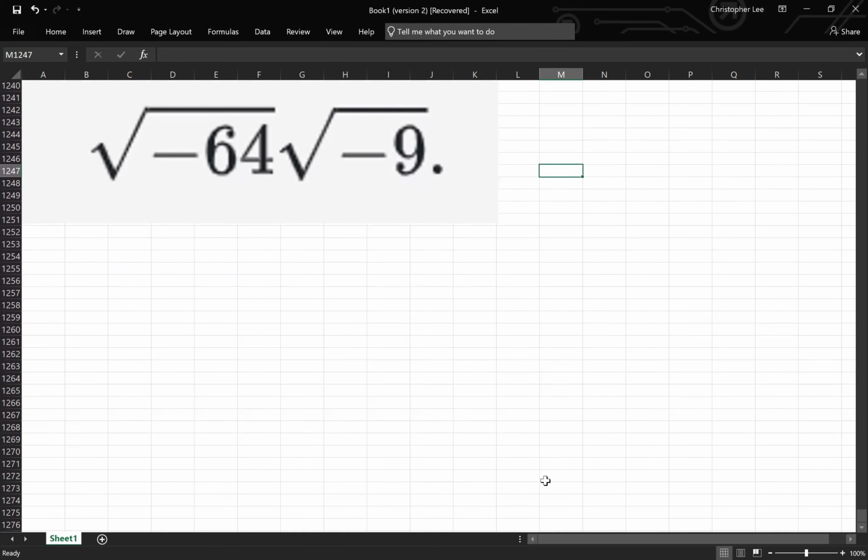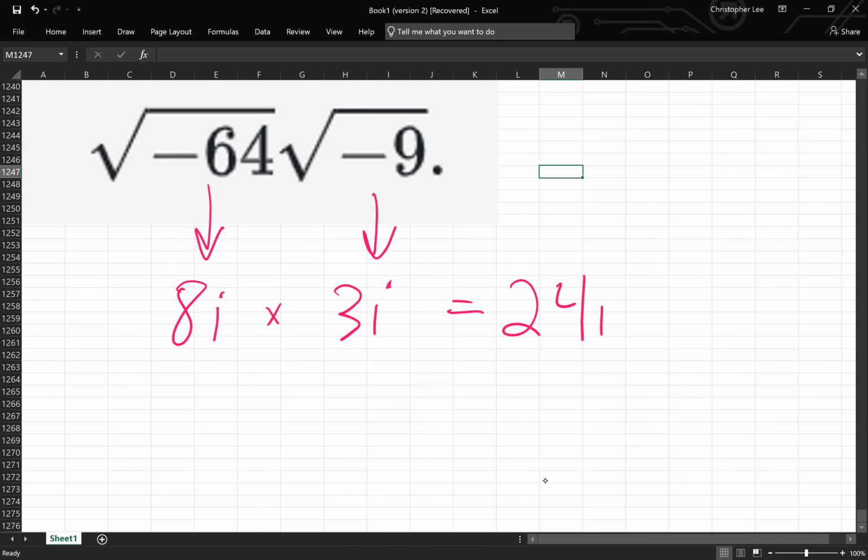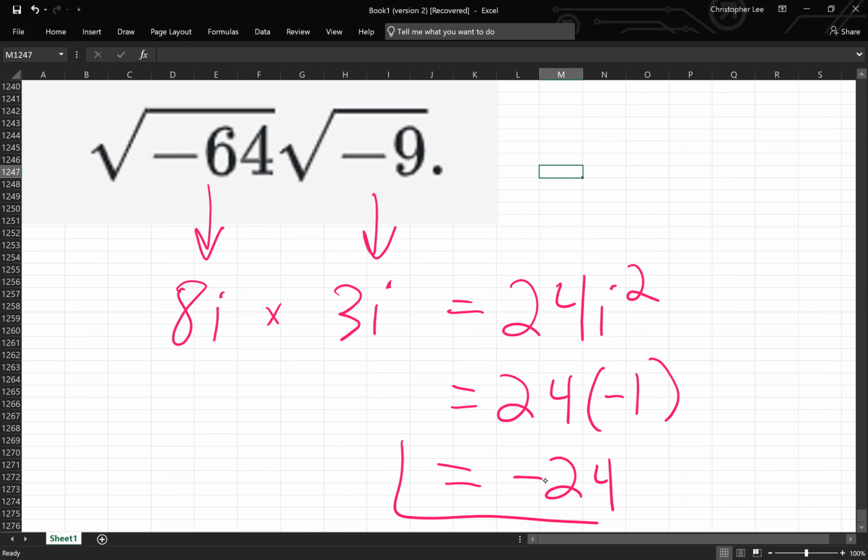All right, help me out with this. This is mad easy. Don't overthink it. What is this? 8i, good. Times what's this? 3i, good. And when you multiply that, what do you get? 24i squared, right? And what's i squared? Exactly. So 24 times negative 1 equals negative 24. That's the answer, done. And when you forget, it's on the formula sheet.